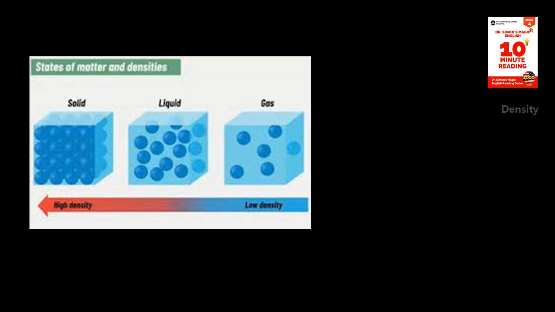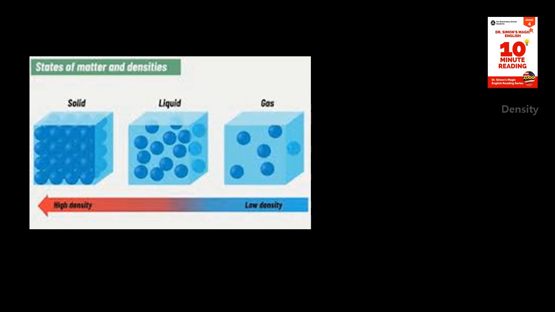Density can be a useful tool for scientists to identify materials and solve problems. They can use density to tell the difference between two substances that look similar, or to figure out how much of a material they need to use in a certain experiment.